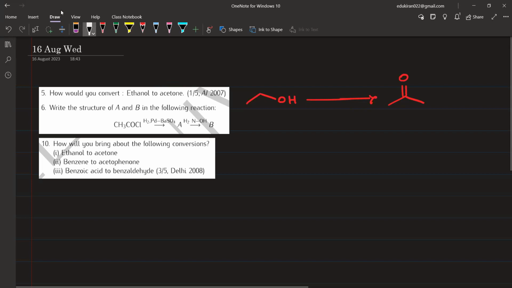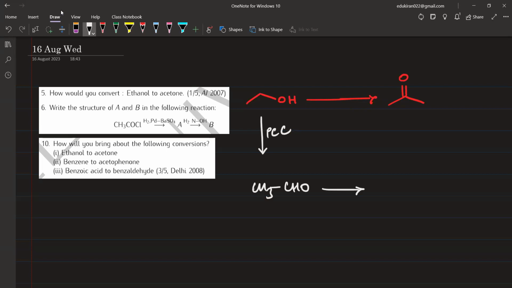Okay, so please see. First of all, I can oxidize it to aldehyde. So I will use PCC, and I will get CH3 and CHO. Okay. Now to this particular aldehyde, I will add CH3MgBr.